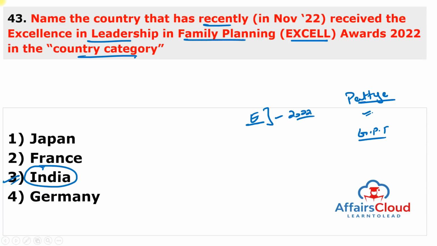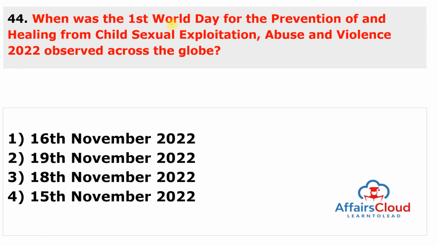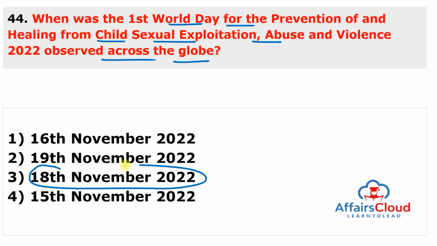Moving to next question. When was the first World Day for the Prevention of and Healing from Child Sexual Exploitation, Abuse and Violence 2022 observed across the globe? So, it was observed on 18th of November 2022. Answer of this question is 3.